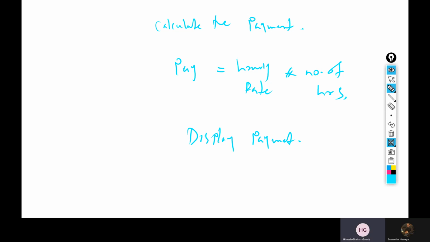Sir, is that pay equal hourly rate into number of hours? Yeah, Baba, you understand the logic. Then make it balance. It's like this, no? You have to first understand the concept in your mind.